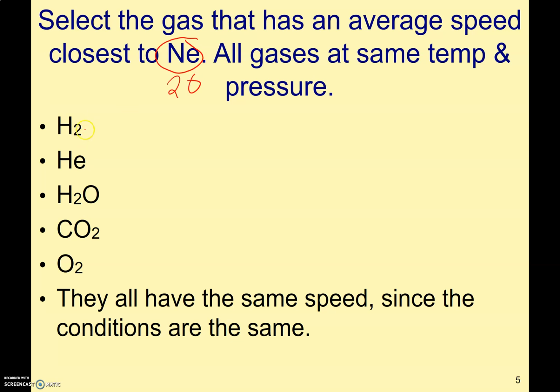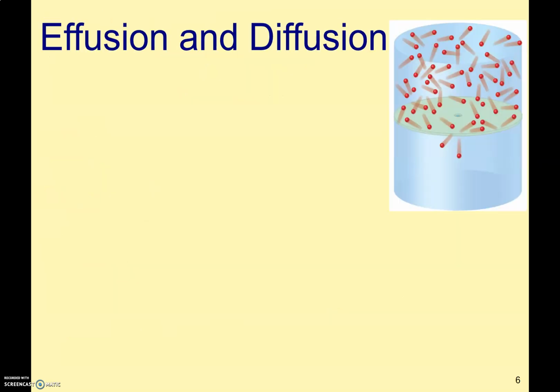The molar mass of H2 is about 2. The molar mass of He is 4. The molar mass of water is 18. The molar mass of carbon dioxide, we said, was 44, and the molar mass of O2 is 32. So the one that would have the closest average speed if they were at the same temperature would be water, because it has the closest molar mass to neon in that case.